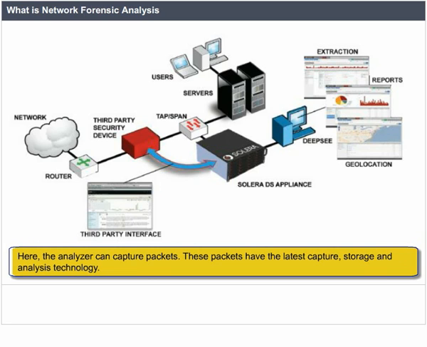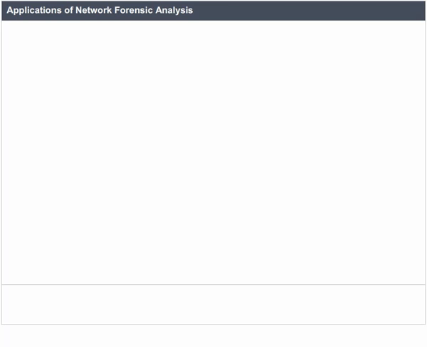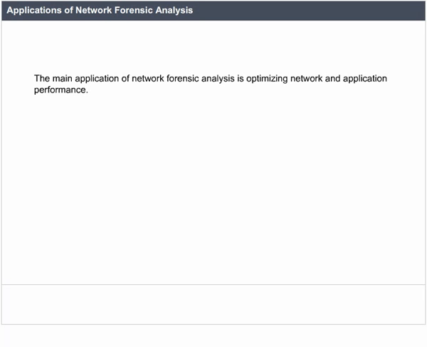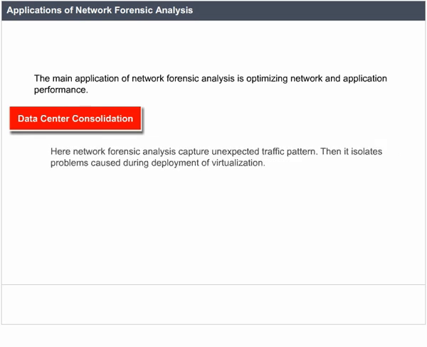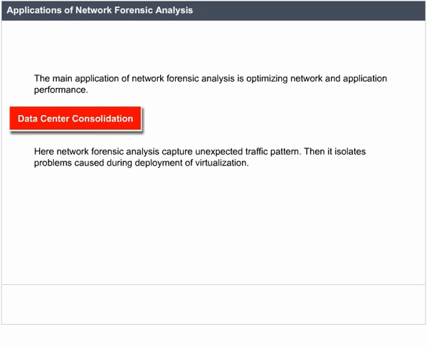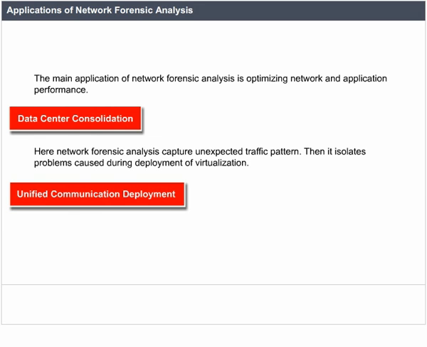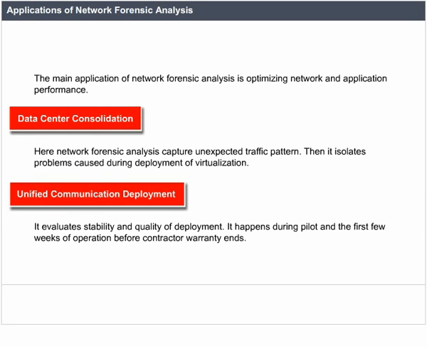Applications of network forensic analysis. The main application of network forensic analysis is optimizing network and application performance. Data center consolidation: here, network forensic analysis captures unexpected traffic patterns, then isolates problems caused during deployment of virtualization. Unified communication deployment: it evaluates stability and quality of deployment. It happens during pilot and the first few weeks of operation before contractor warranty ends.